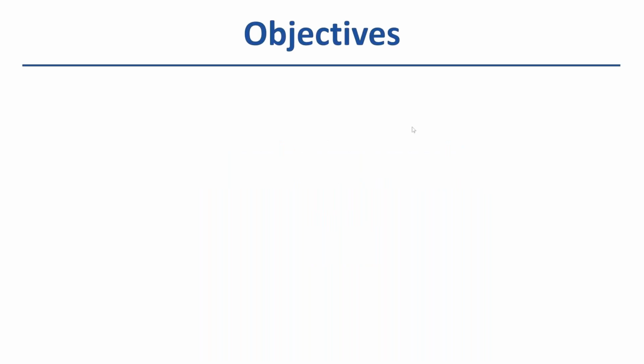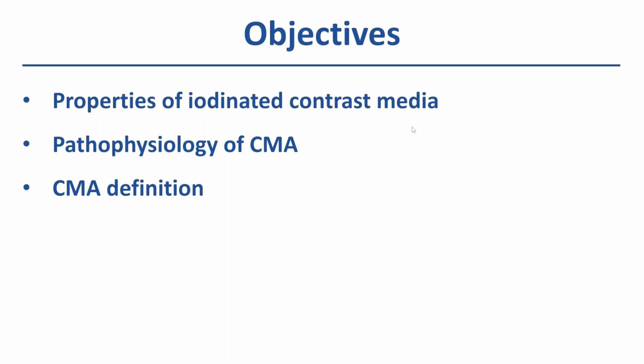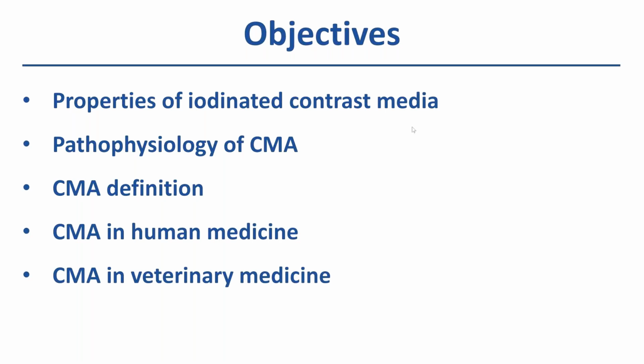So what we're going to go through today is the properties of iodinated contrast media, the pathophysiology of contrast media associated acute kidney injury, the definition of CMA, CMA in human medicine, CMA in veterinary medicine, and finally finish off with the critique of the paper we sent around.